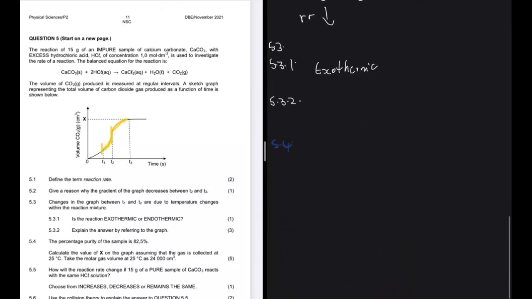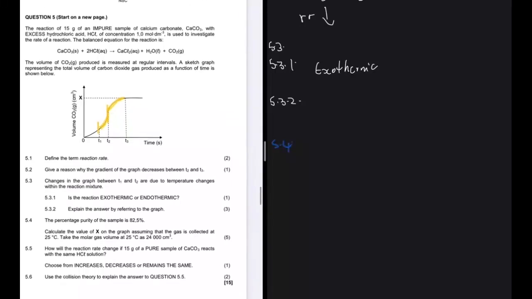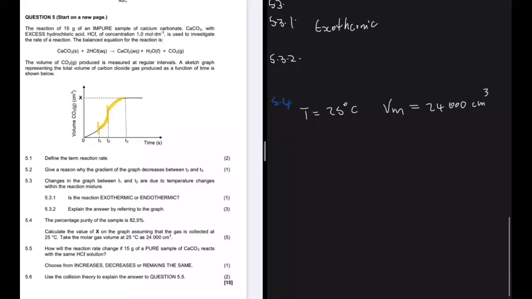And then let's move ahead and go to 5.4. 5.4 says the percentage purity of the sample is 82.5%. And then calculate the value of X on the graph, assuming that the gas is collected at 25 degrees Celsius. So we have T equals 25 degrees Celsius, and the molar gas volume Vm equals 24,000 centimeter cube. So we're supposed to calculate the volume of CO2 at X.